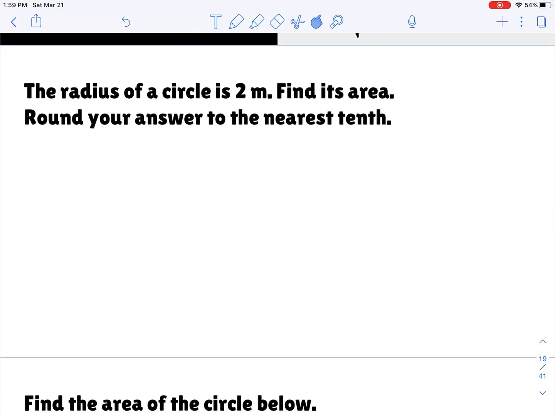The radius of a circle is 2 meters. Find its area. Round your answer to the nearest tenth. So the first thing you want to do is start with the formula. So we know area equals pi r squared. We're going to substitute for r. Well, it tells me that the radius is 2 meters. So we substitute for 2.